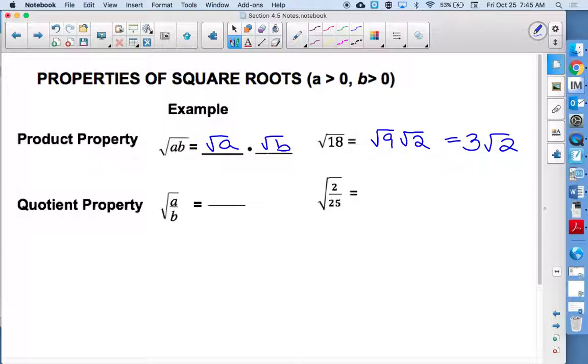The quotient property works similarly. I can look at those two parts of the fraction, the numerator and the denominator, separately. I can take the square root of A and the square root of B individually. So when we look at fractions throughout the year, we're going to think of them as really two separate pieces. Do something to the top, do something to the bottom. So this would be the square root of 2, and then just 5.